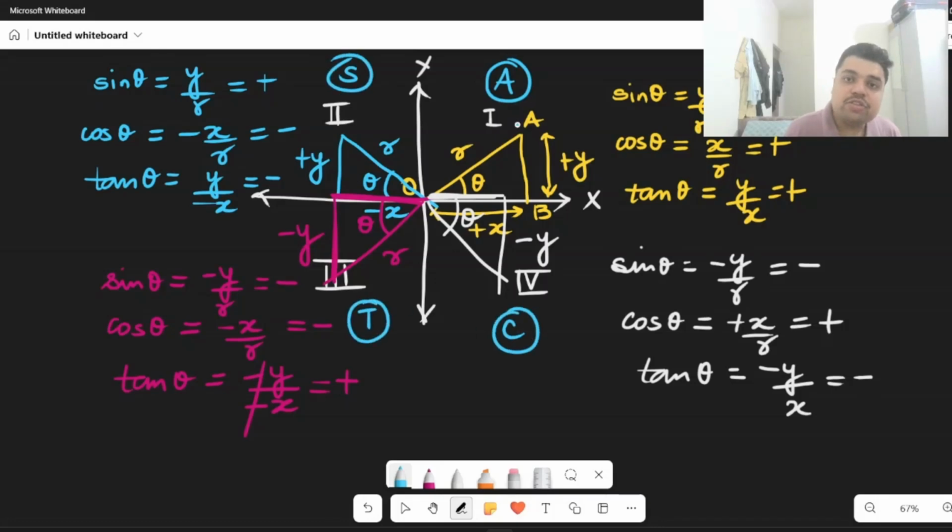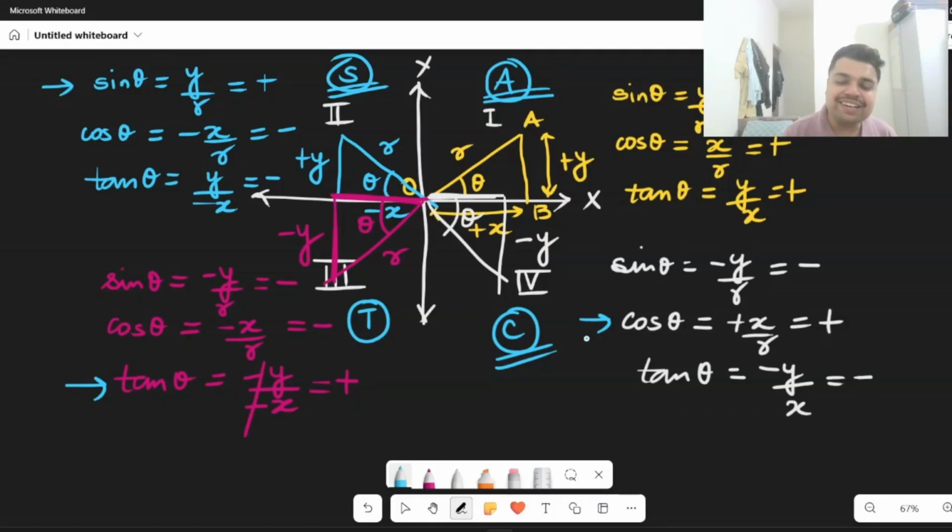Okay, so "Add Sugar To Coffee" is an abbreviation which can be used to determine all these things. A stands for all are positive: sine, cos, tan are positive. S stands for only sine is positive, the others are negative. T stands for tangent is positive, the others are negative. And C stands for cos is positive, the others are negative. So this is a trick to remember this. Add Sugar To Coffee. Right?